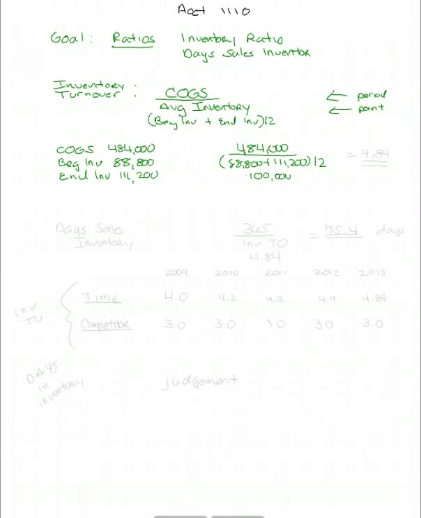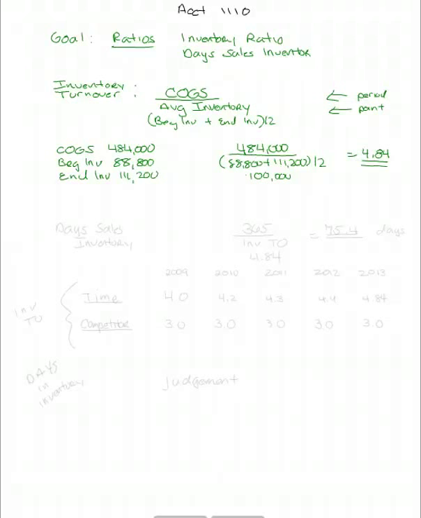So you can now take 484,000 and divide that by 100,000, and that tells you your inventory turnover is 4.84, which means you turn your inventory over 4.84 times a year. Is that good or bad?